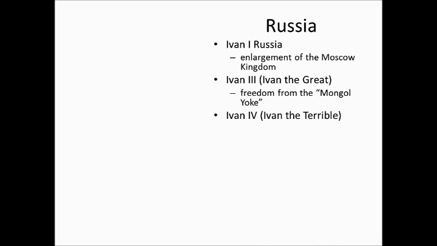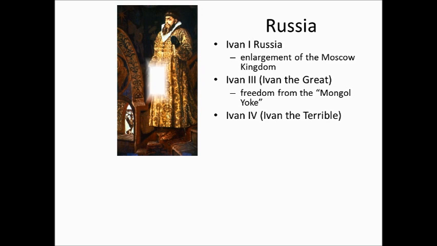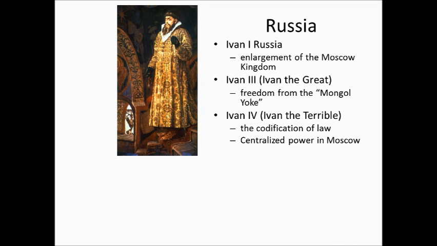And then Ivan IV, also known as Ivan the Terrible, or Ivan Vasilievich, may have been the greatest ruler of the Russian period. He codified the law and he centralized power in Moscow. He also expanded the Russian nation and sort of unified everyone. Now, he did go crazy after his wife died and did some horrible things, which we talked about back in Unit 6. But he did play a major role in establishing the country and expanding its borders.